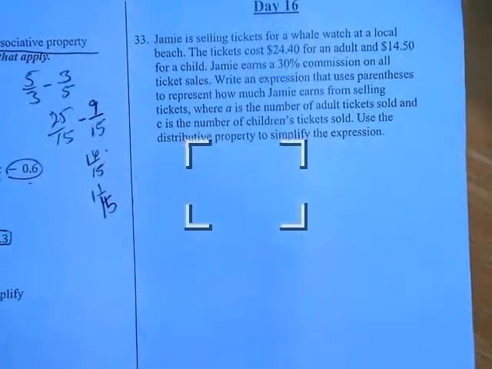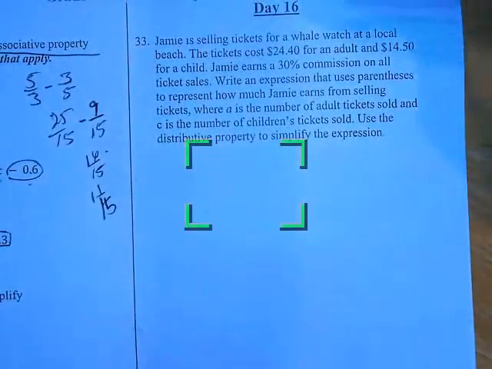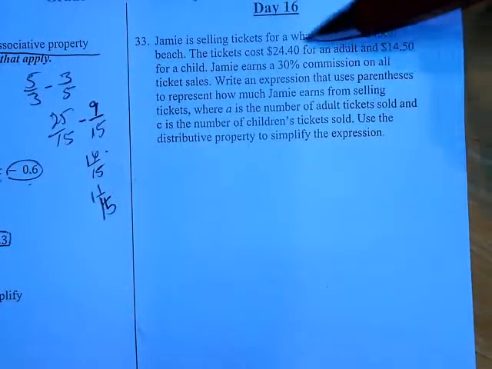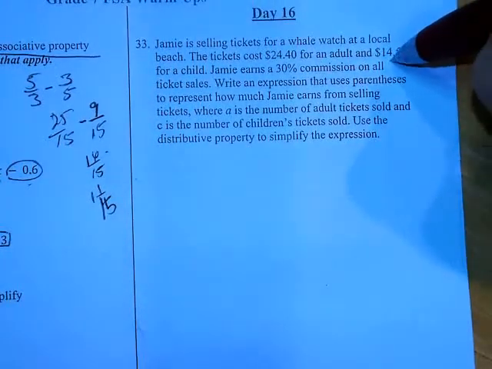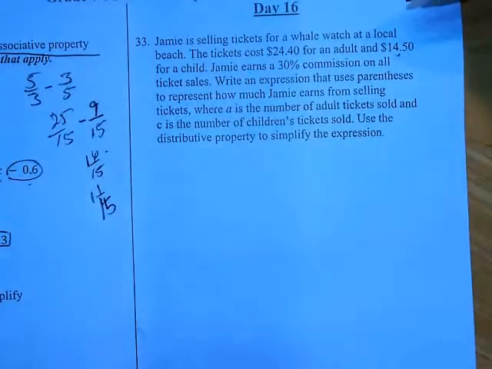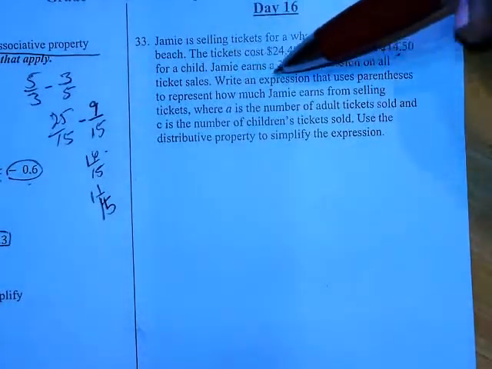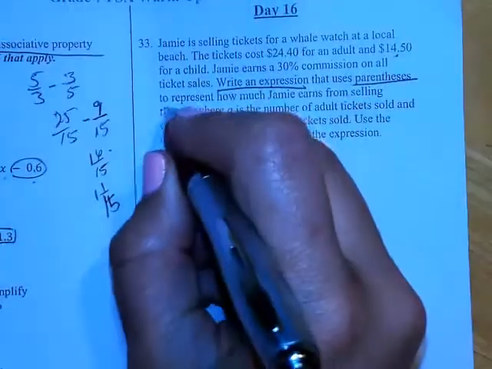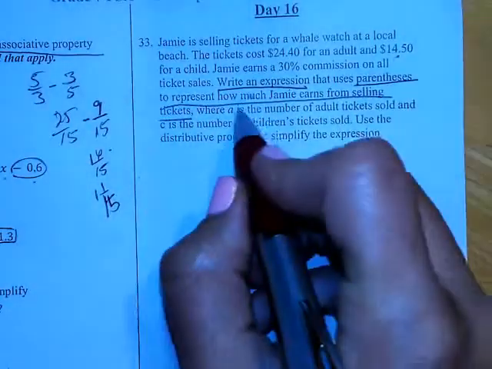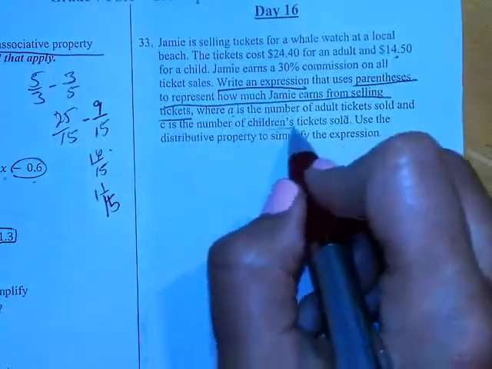Jamie is selling tickets for a whale watch at a local beach. The tickets cost $24.40 for an adult, $14.50 for a child. He earns 30% commission on all the ticket sales, whether it's adults or children, by the way. Write an expression. So first, you want to write an expression that uses parentheses to express how much Jamie earns for selling tickets, where A is the adult tickets and C is the children tickets.